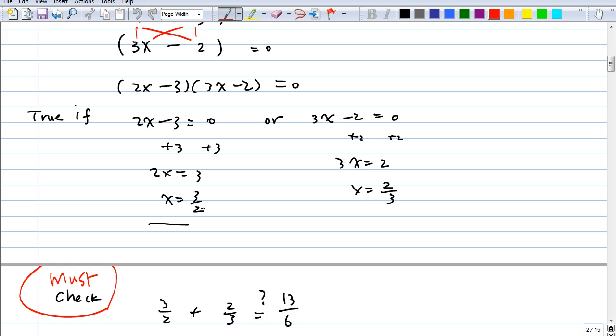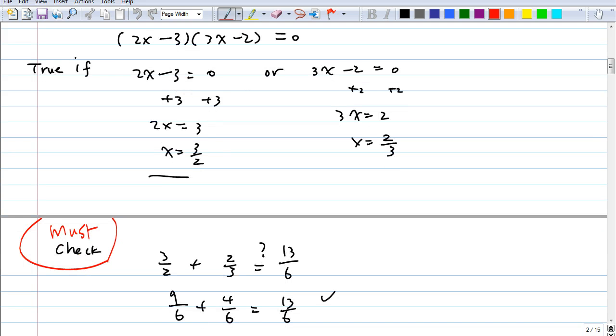We have to get a common denominator because we're adding fractions, right? So let's see whether it does check. Multiply top and bottom of 3 over 2 by 3 over 3, and 2 over 3 by 2 over 2, right? Then you get a common denominator of 6. So you get 13 over 6. It works. What about the other one, 2/3? Do you think 2/3 will also work?